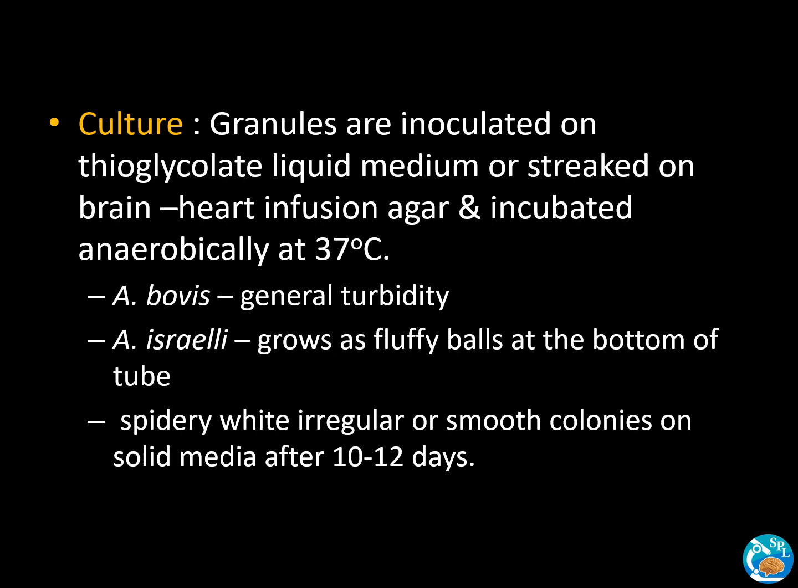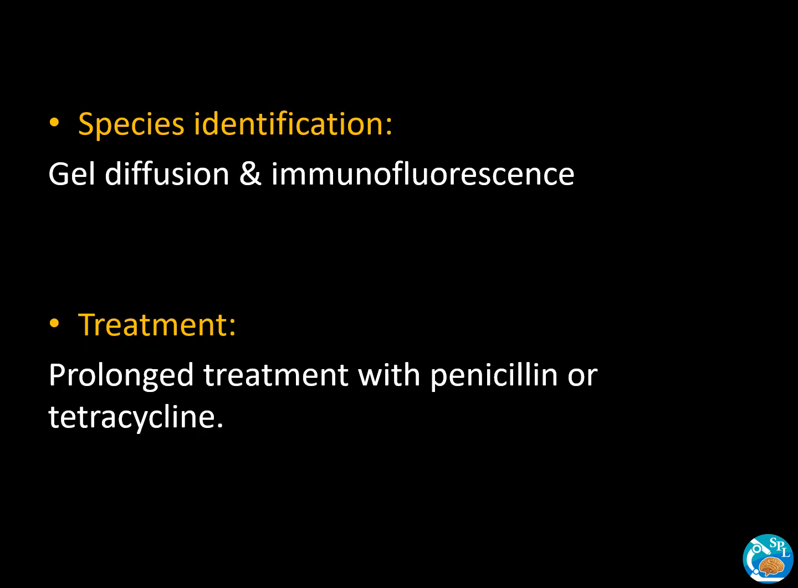Culture. Granules are inoculated on thioglycolate liquid medium or streaked on brain heart infusion agar and incubated anaerobically at 37 degrees. A. bovis shows general turbidity, whereas Actinomyces israelii grows as fluffy balls at the bottom of the tube, and spidery white irregular or smooth colonies may be noted on solid media after 10 to 12 days. Species identification is done by gel diffusion and immunofluorescence.